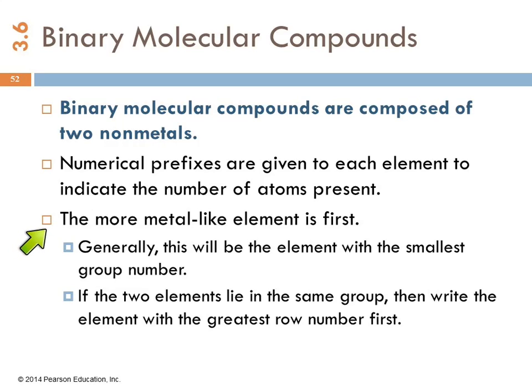In general, we name the more metallic element first. Usually that's the element with the smallest group number. If they're in the same group, then you go with the greatest row number. This makes more sense when we look at the periodic table. Imagine that diagonal line. If you're looking at, say, nitrogen and fluorine, which one is closer to the metal-nonmetal dividing line? Nitrogen. So the one that's closer to the metals in the periodic table is the one we name first.